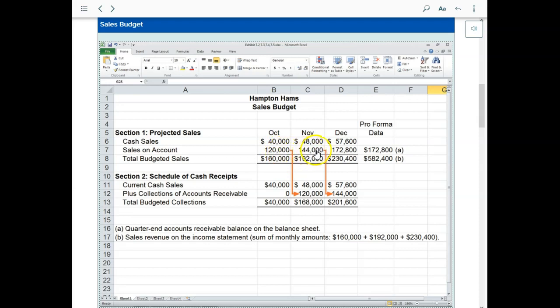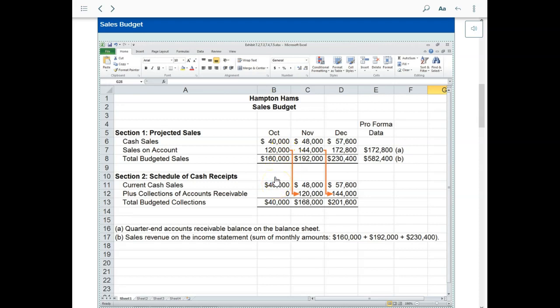If you take $144,000, I'm looking at the sales on account as an example, you'll take this times 1.2, and that'll give you $172,800 on predicted sales on account. Do the same thing for the cash sales and the overall sales. So here's what they first predict, and then they think all these sales will go up 20% month after month. Now, this is a simple sales budget. It's very, very simple. This helps us find out something about cash.